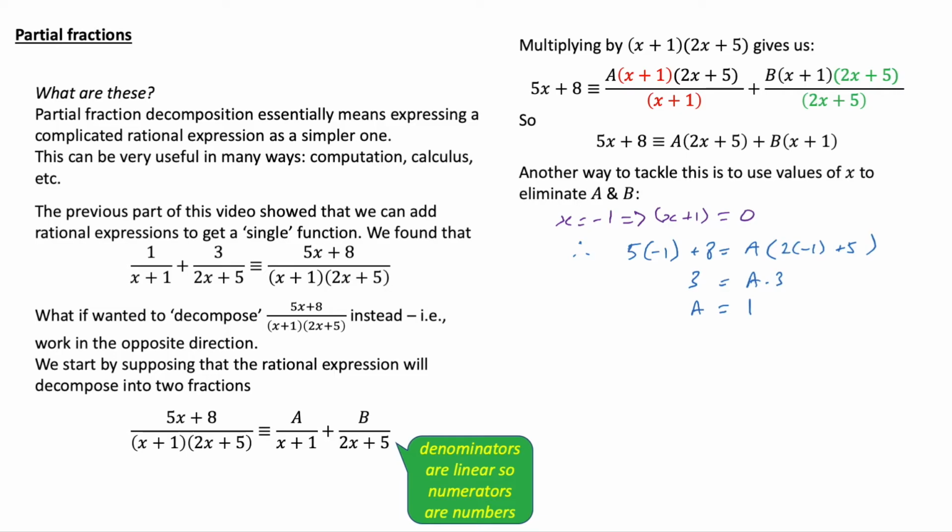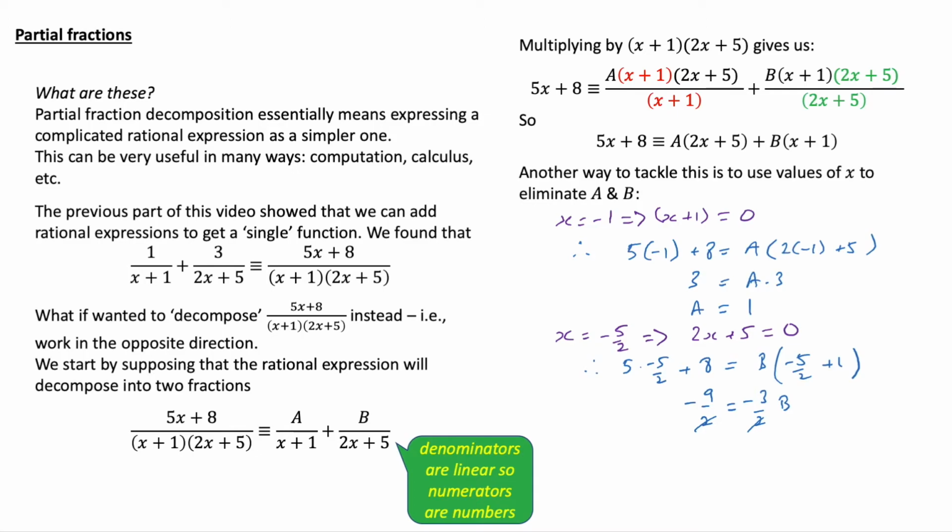For the first bracket, to get rid of that, we'd have to have x equals minus 5 over 2, and that obviously will get rid of that bracket, it'll make it 0. So then when we substitute that in, we get 5 times minus 5 over 2 plus 8 is equal to b times minus 5 over 2 plus 1.